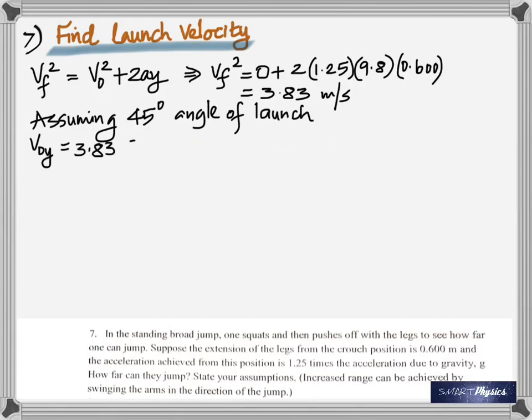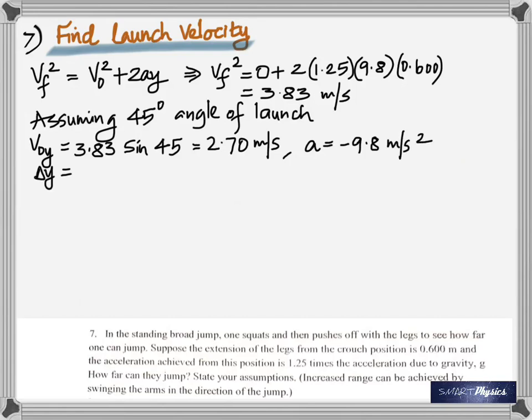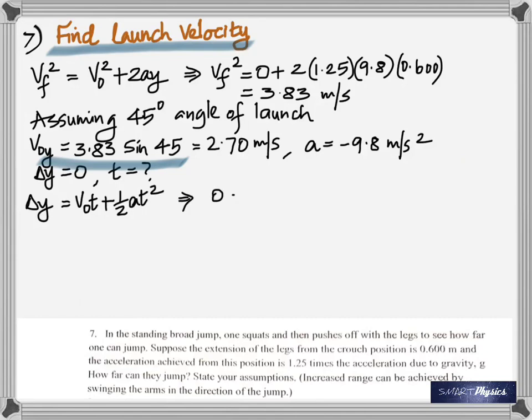and the maximum distance is obtained when the person takes off at 45 degrees. So that's a fact that is known. Therefore, the vertical component of the velocity is 3.83 sine 45. Acceleration is minus 9.8. Delta y is 0 because he lands back on the ground, and find the time. When you use this equation, you get the time.